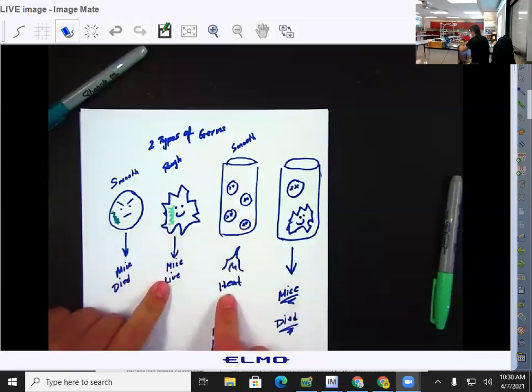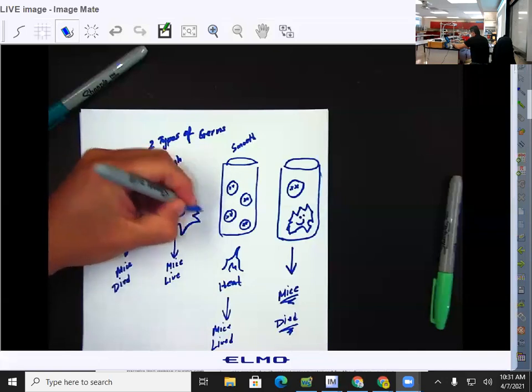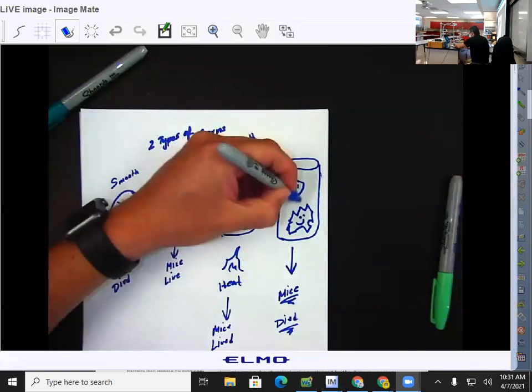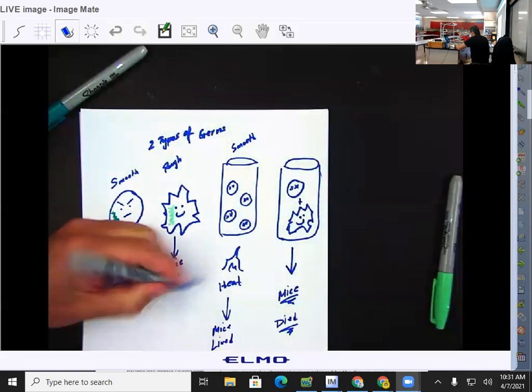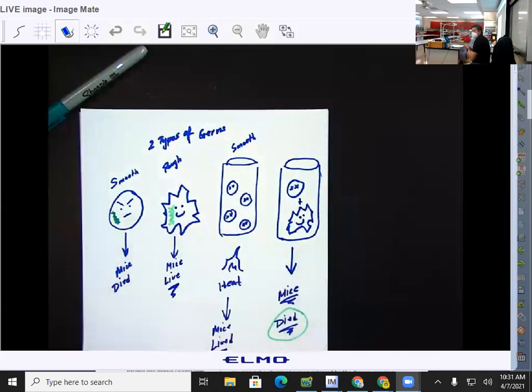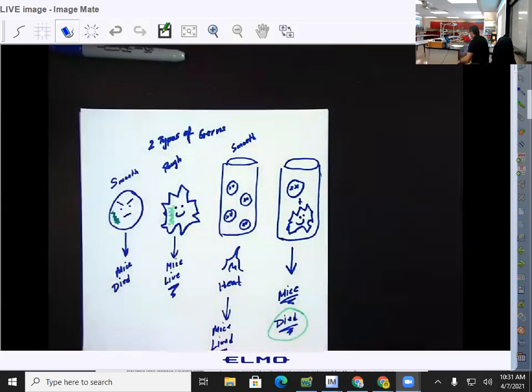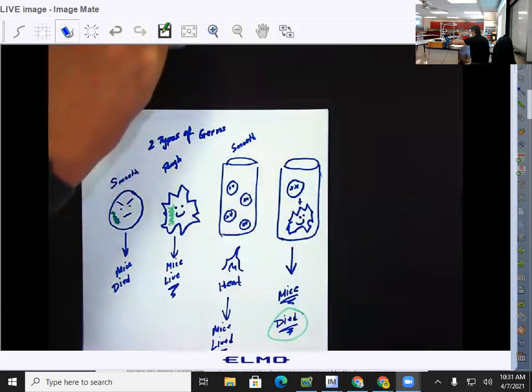When you add two things, when you add this guy and this guy, the mice should live. But instead, the mice died. Does that make sense? And Keith, I just told you why the mice died. Why did the mice die? What must have happened?